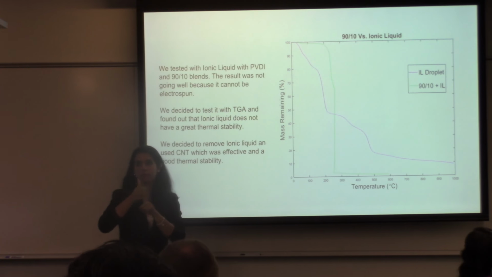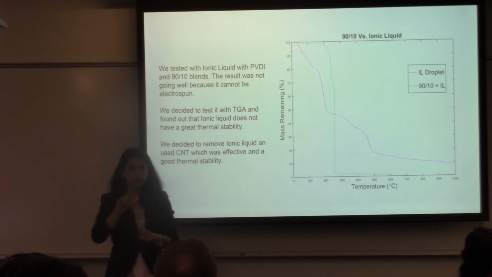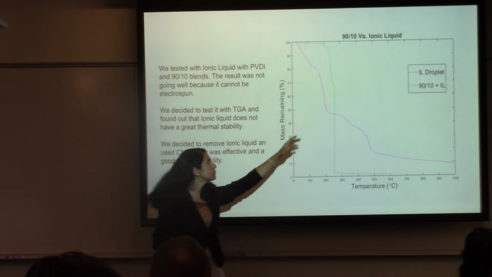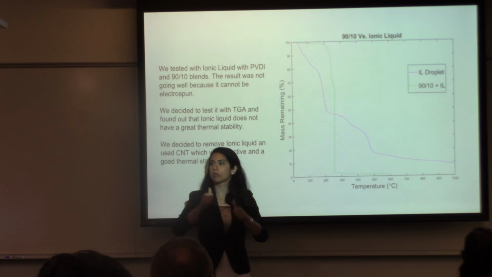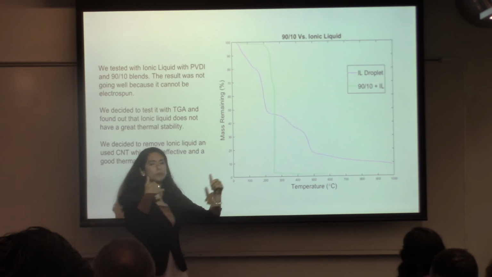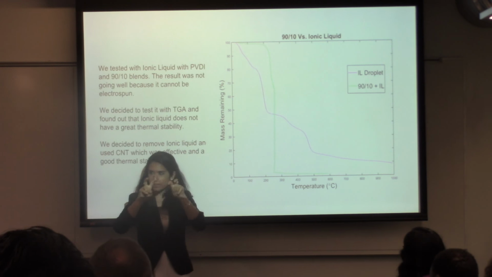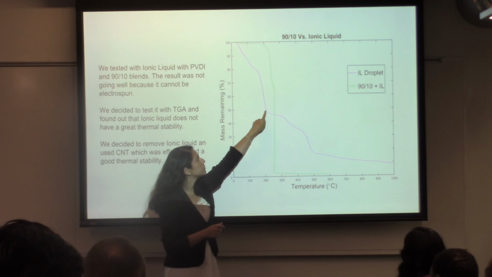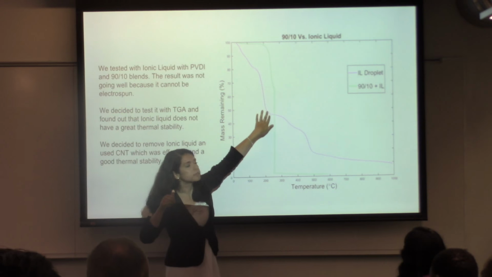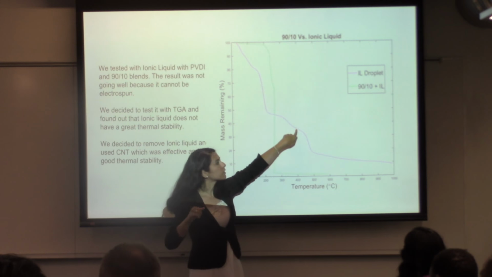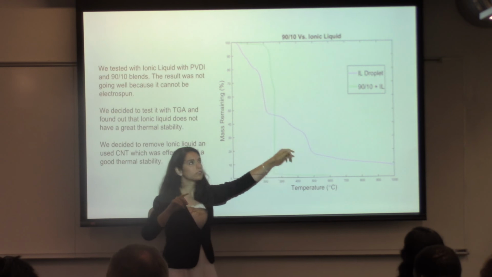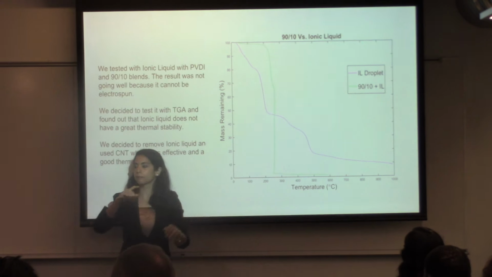We also tested ionic liquid. That was one of our materials we were looking to mix in, and we determined that that was not a good ingredient to mix in, because you see that it loses its mass very, very rapidly, very early in the heating process. The 90-10% plus the IL, you can see right about here. The purple, we have the PVDF losing its mass starting here. The ionic liquid is lost here, and then further on we see the PVDF.